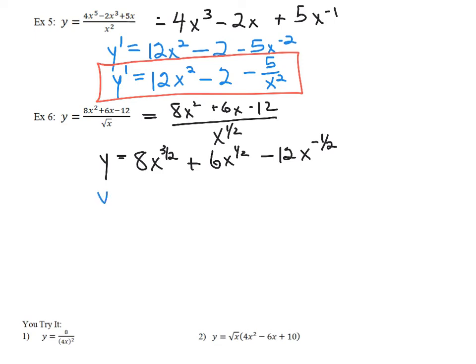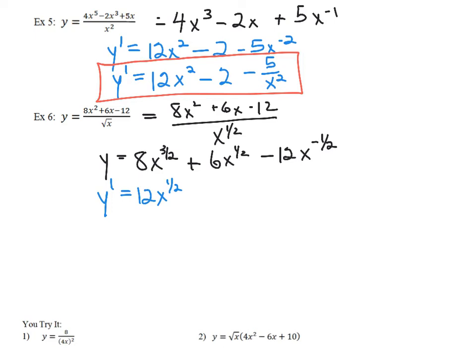Let's go ahead and take the derivative. So 8x to the 3/2, when I take that derivative, let's multiply the exponent 3/2 times 8. That's giving me an answer of 12. So my coefficient is 12x. Subtracting 1 from the exponent, I now have 1/2. 3/2 minus 1 is 1/2.